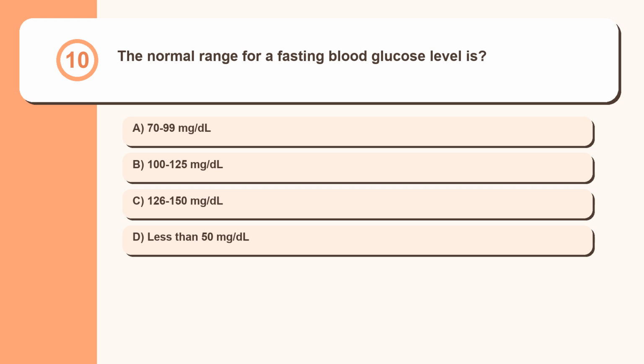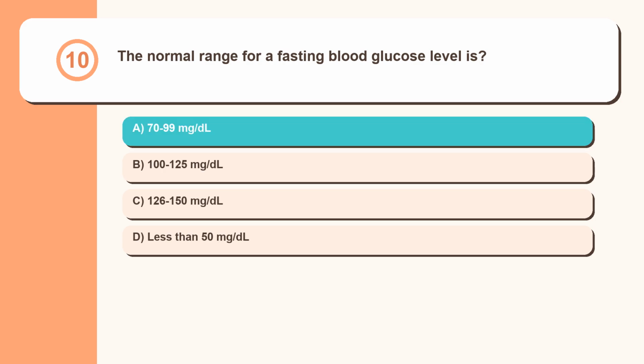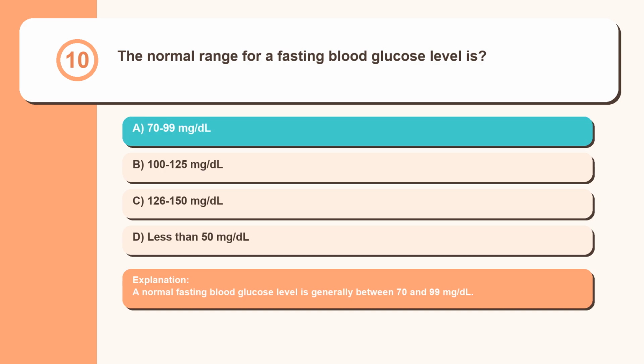Question 10. The normal range for a fasting blood glucose level is 70 to 99 mg/dL, 100 to 125 mg/dL, 126 to 150 mg/dL, less than 50 mg/dL. A normal fasting blood glucose level is generally between 70 and 99 mg/dL.